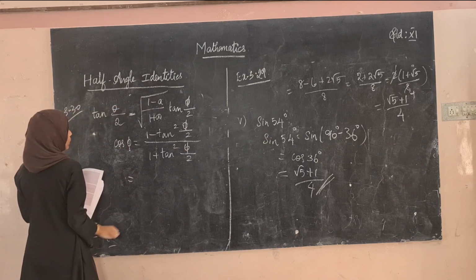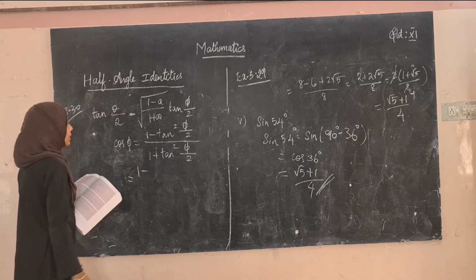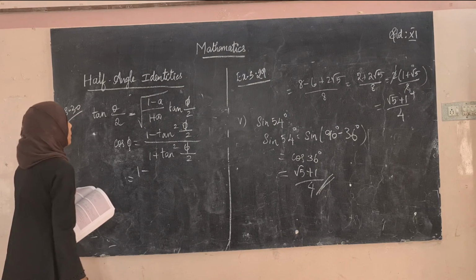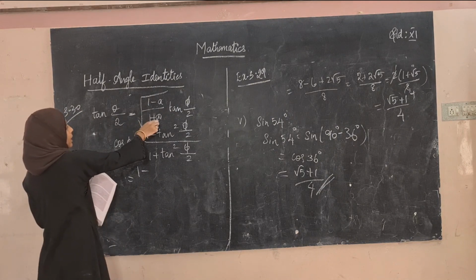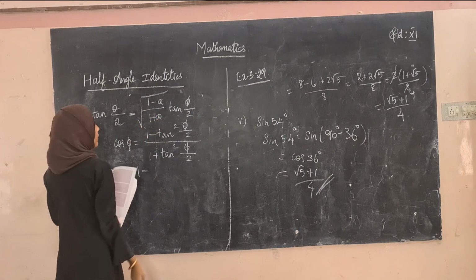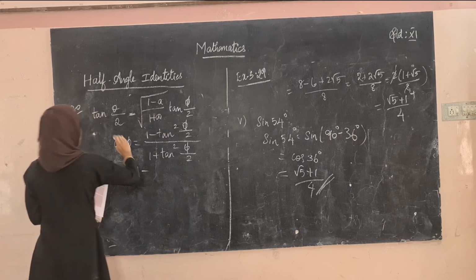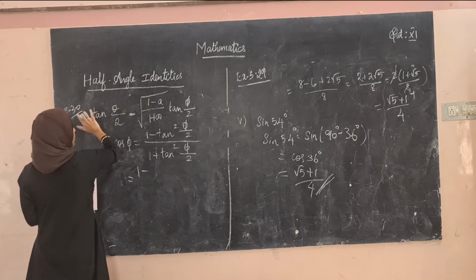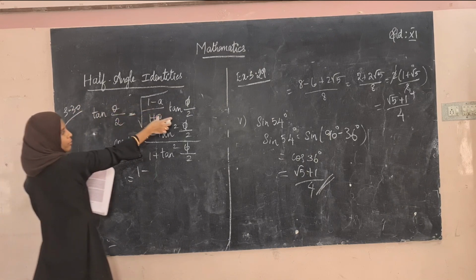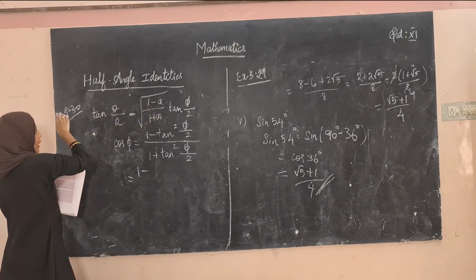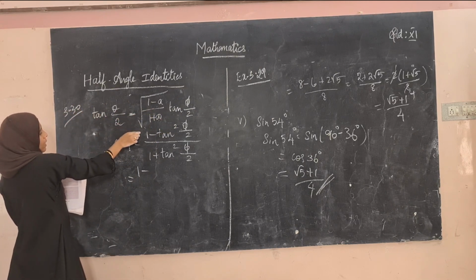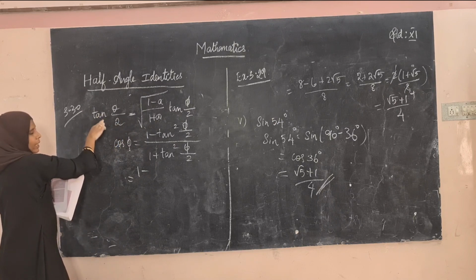This is equal to 1 minus, what is tan phi divided by 2? It is root of 1 minus a divided by 1 plus a into tan theta divided by 2. If you want to find tan phi divided by 2, you have to bring this term to this side. It becomes reciprocal. That is, tan phi divided by 2 is equal to square root of 1 plus a divided by 1 minus a into tan theta divided by 2.